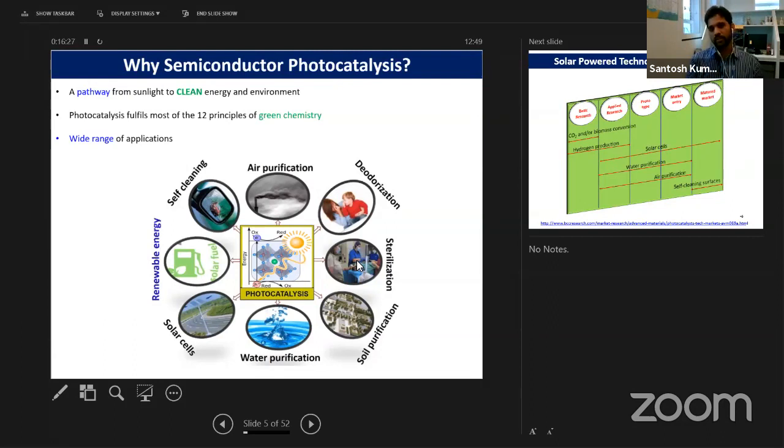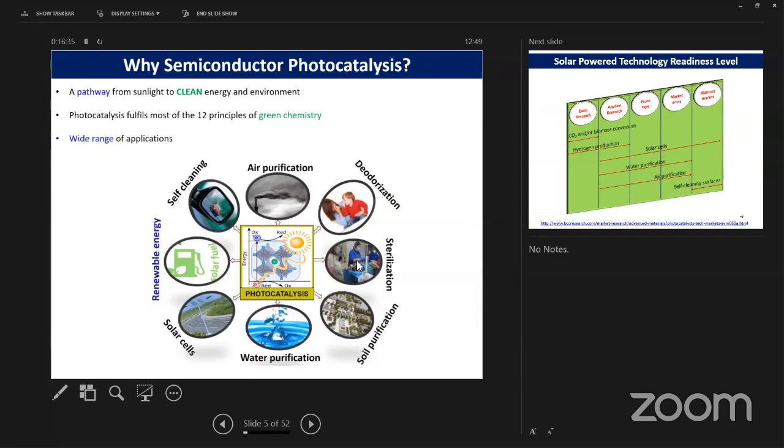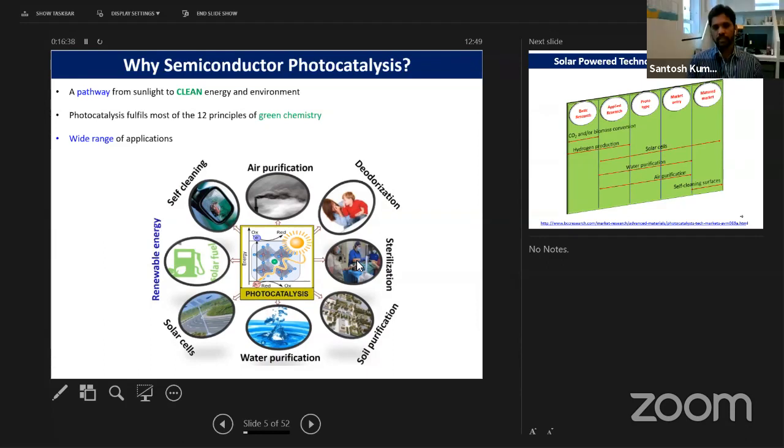And look at the applications. Look at this figure, it has a wide range of applications. That is where it matters. For example, using this process you can purify the air, and you may be familiar already that some of these photocatalysts are used in self-cleaning glasses. I will be talking about some of these applications in detail, but I'm trying to give an overview of these applications of this process.